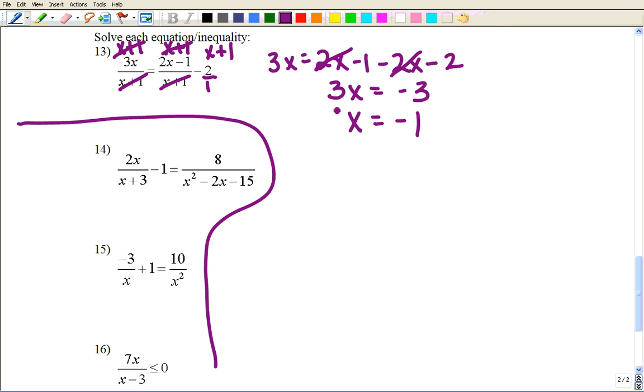But you always have to check your solution. So if you remember, back before I canceled things out over here, my denominator had an x plus 1 in it, which means that this expression would have been undefined at x equals negative 1. In other words, if I plug that negative 1 back in here, I would have 3x over 0, or negative 3 over 0, and I cannot divide by 0. That's undefined. So that means this is not our solution. In fact, we have no solution.